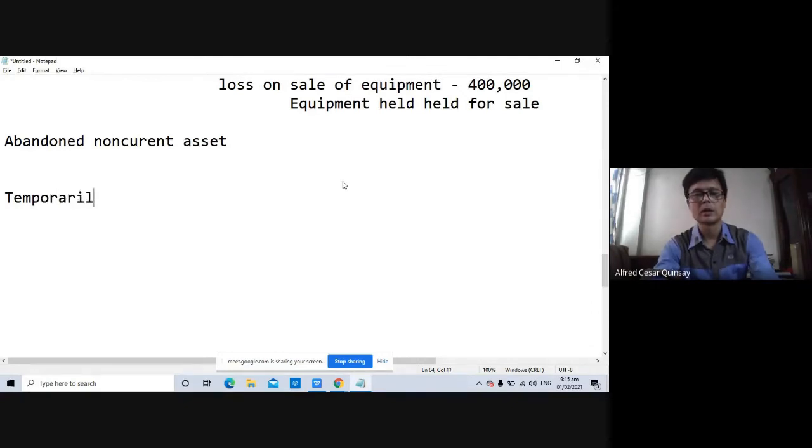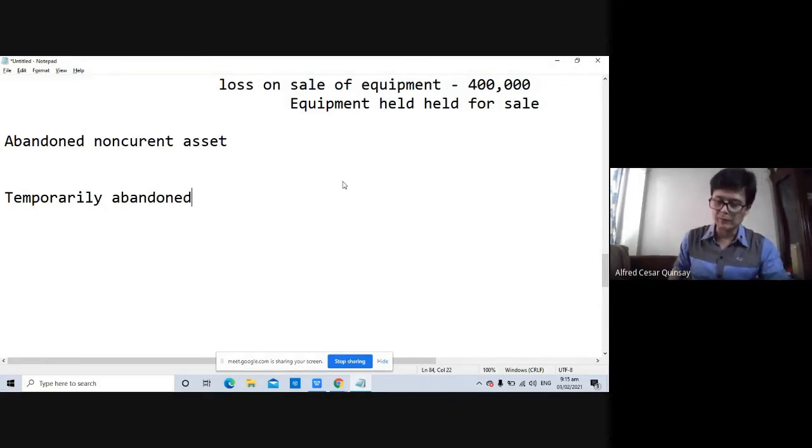Yung temporarily abandoned. PFRS 5 paragraph 14 provides that an entity shall not account for a non-current asset that has been temporarily taken out of use as if it had been abandoned. For example, an entity ceases to use a manufacturing plant because demand for its product has declined. However, the plant is maintained in workable condition and it is expected that it will be brought back into use if demand picks up. In this case, the plant is not regarded as abandoned.